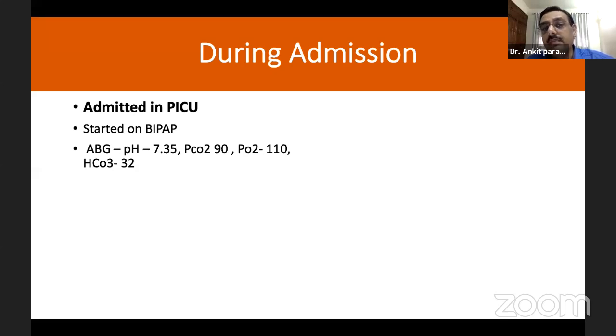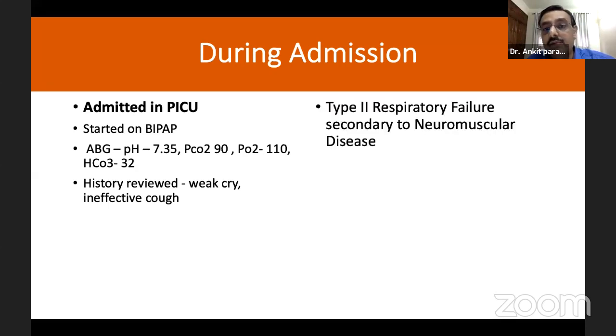The ABG, if you look at this ABG, the CO2s are sky high. The CO2s are 90. Why? And the PO2s are still well maintained. Why? So we weren't sure what was going on. We reviewed this child and saw a weak cry and an ineffective cough. So this child actually was in type 2 respiratory failure secondary to viral infection, and had an underlying neuromuscular disorder, which actually got precipitated with a viral infection.